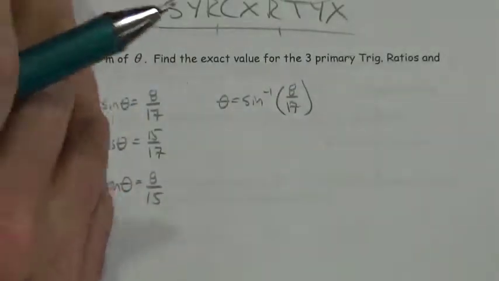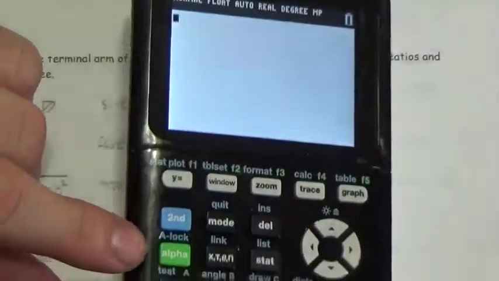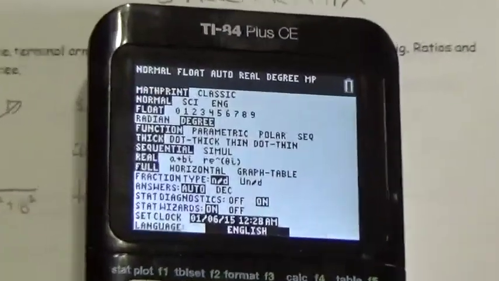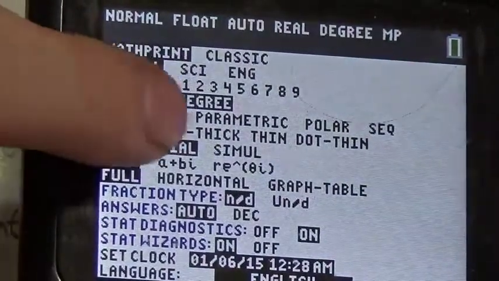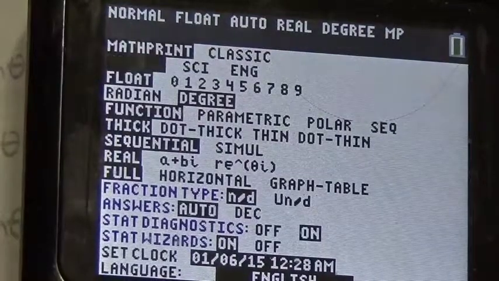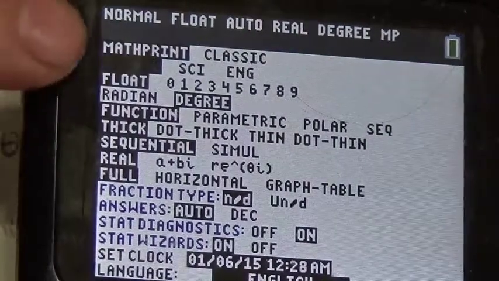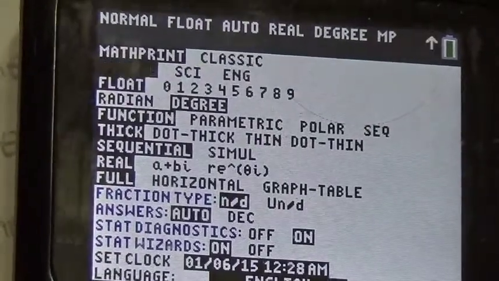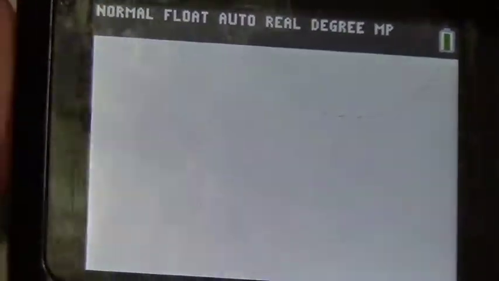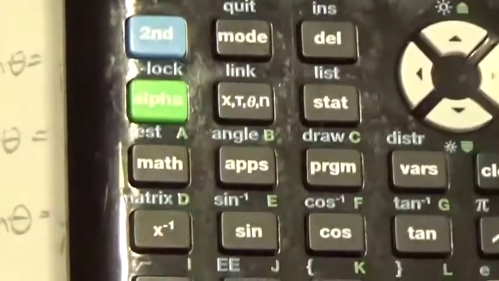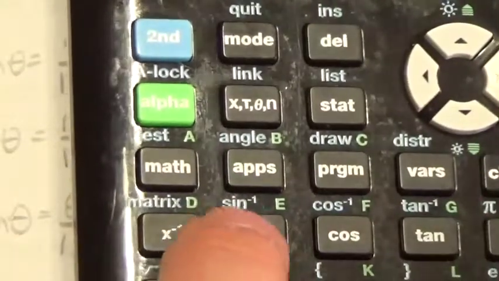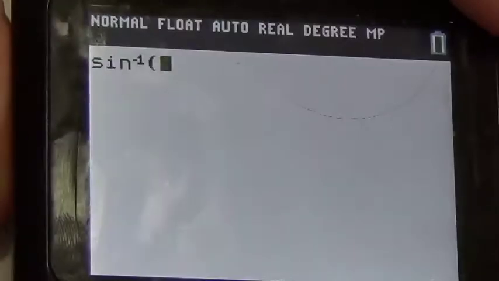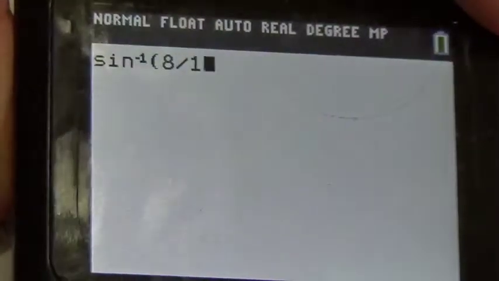Now, when I go to my calculator, a couple of things. First of all, I got to hit mode here. I got to make sure I am in degree mode. Let's zoom in on that. I got to make sure that the degree is highlighted there. By default, the calculator goes to radians, and we'll talk about radians later, but right now we want to be in degree mode. And then second sine to get the inverse sine operation. And in this case, I wanted to do 8 divided by 17.